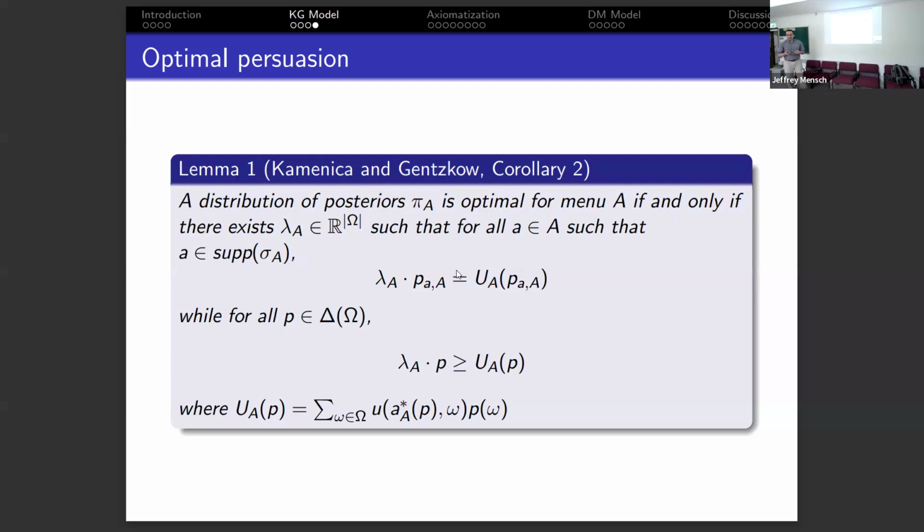Now, when we can concavify, that means there's going to be a supporting hyperplane of the concavification of the sender's utility function that will indicate what is the optimal value that the sender can receive. As a result, there is some lambda, such that for all a in the menu, such that a is in support of the signals generated, the utility at that posterior for the sender is equal to the value for that posterior on the hyperplane, whereas for all other posteriors, the utility would be weakly lower. This is equivalent to concavification.